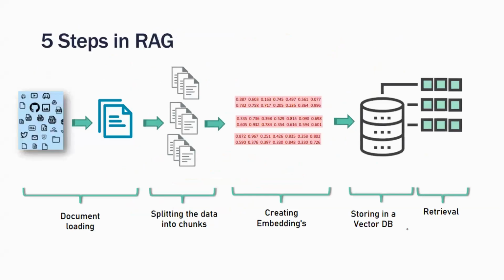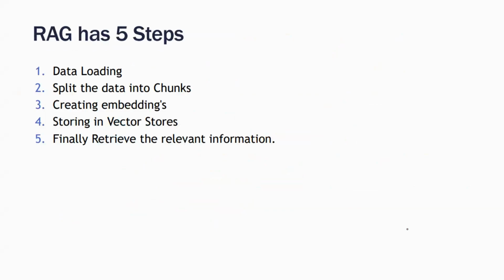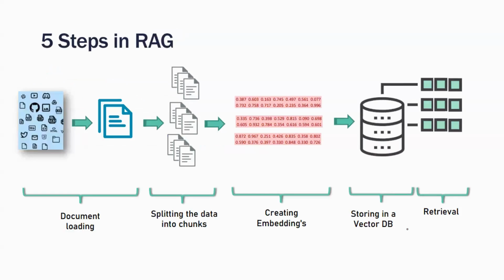Now see, this is diagrammatically, right? This is also explaining the 5 steps which I have discussed here: 1, 2, 3, 4, 5. The same 5 steps are written here also. First one is the document loading, right? Where we are loading the different documents. It can be video, audio, text, or website, right? These different symbols are signifying that.